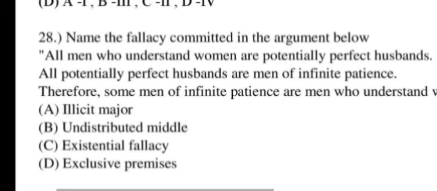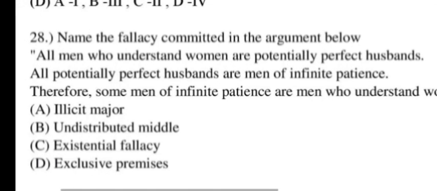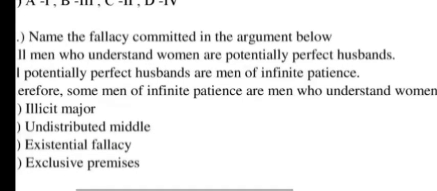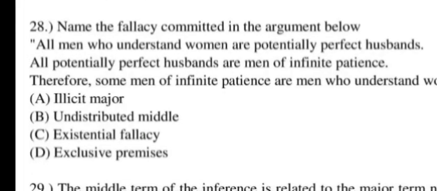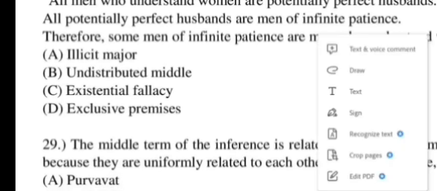28 says name the fallacy committed in the argument below. All men who understand women are potentially perfect husbands. All potentially perfect husbands are men of infinite patience. Therefore, some men of infinite patience are men who understand women. A. Illicit major. B. Undistributed middle. C. Existential fallacy. D. Exclusive premises. It will be existential fallacy.